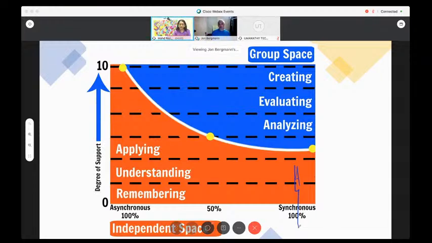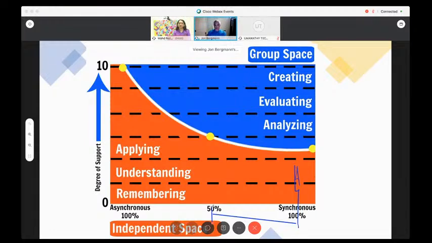So synchronous would mean that you have 100% of your time with your students. All the time they have in class is with you, face-to-face or even online. That's very rare. If it's completely asynchronous, then everything is done online, but you never meet together at the same time, like in a WebEx room like we're in right now, or a Zoom room, or whatever platform you're using. You may have a 50% where you'll have some of your students in a synchronous classroom, which could be face-to-face in a school, or it could be online in a Zoom or a WebEx room.